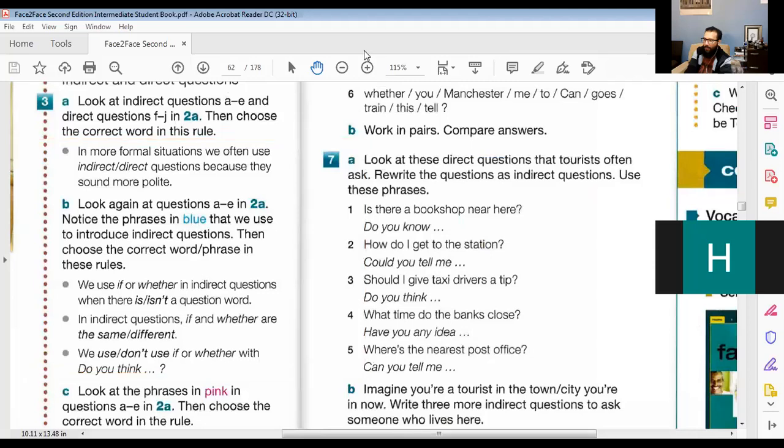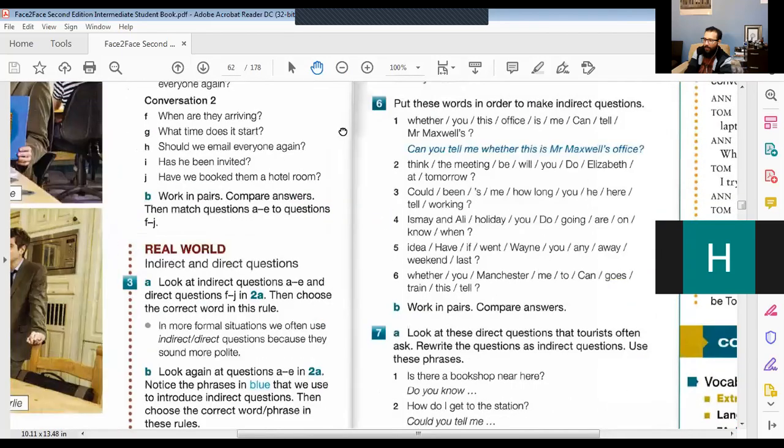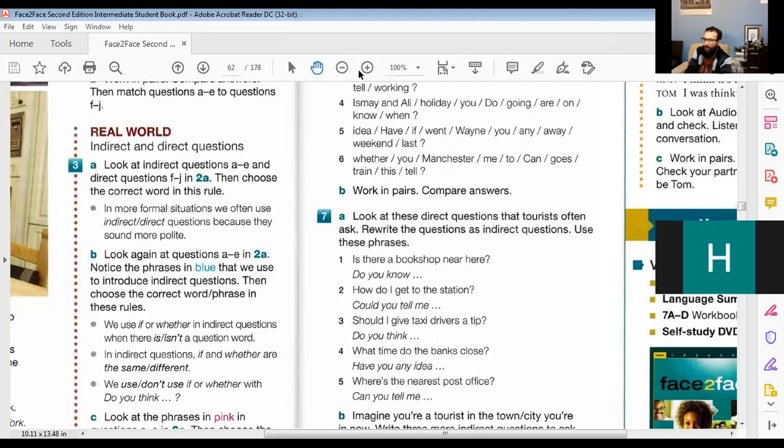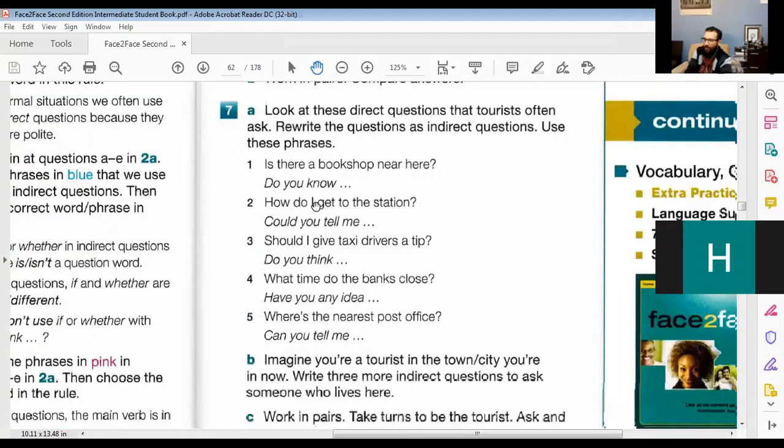So maybe we need to zoom out a little bit. But no problem. So here, what we need to do is change these direct questions, make them into indirect questions. Do you get the idea of the question? So here are the direct questions they gave you. We have to make them indirect. So take a few minutes, think a little bit about this.